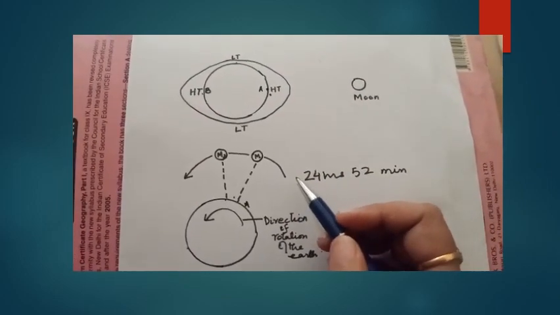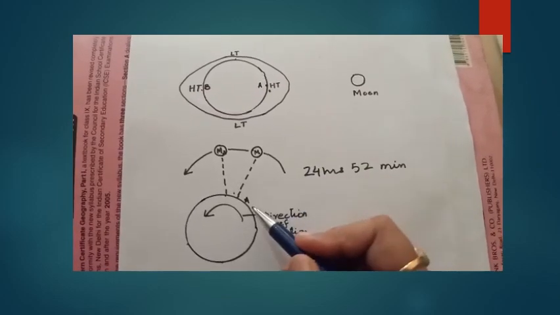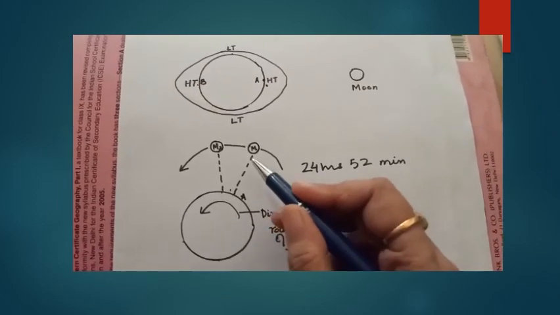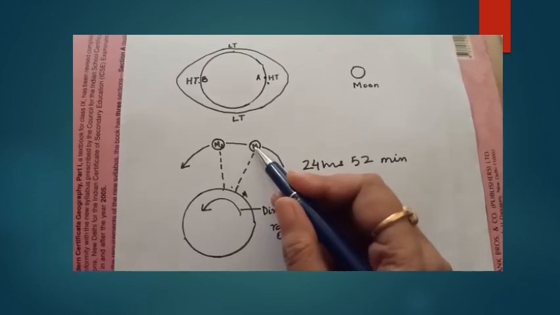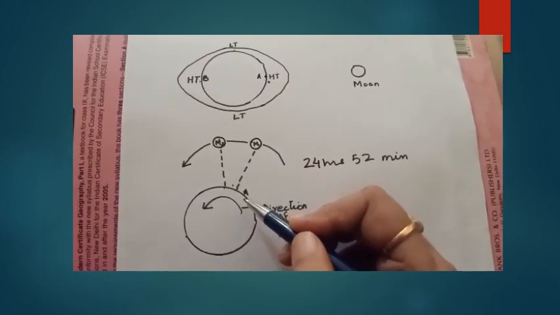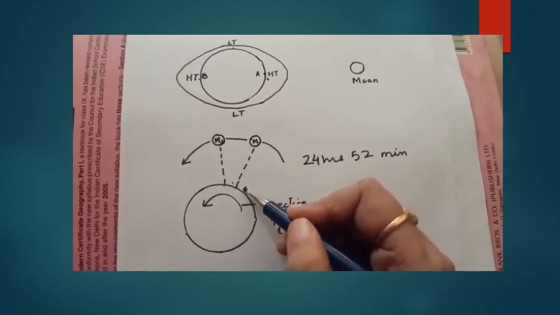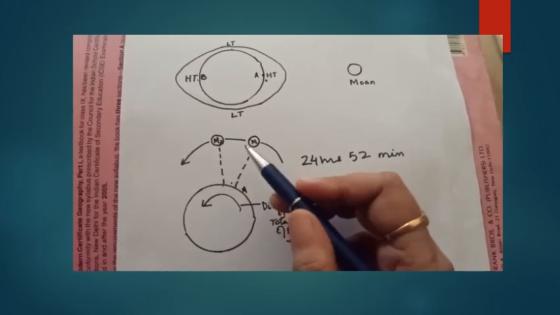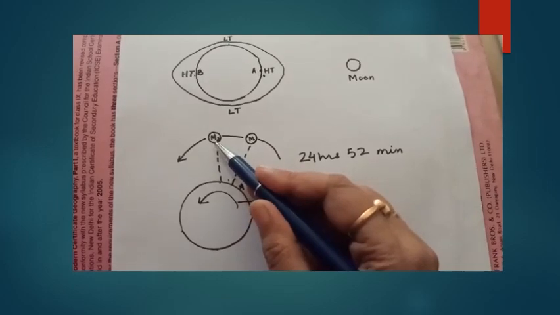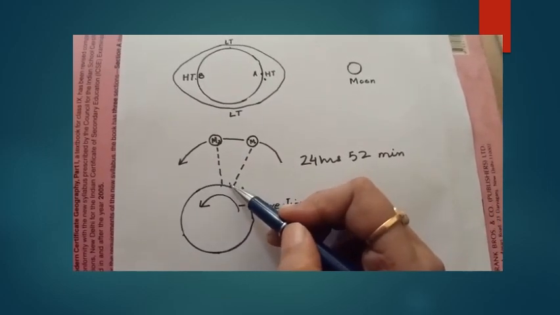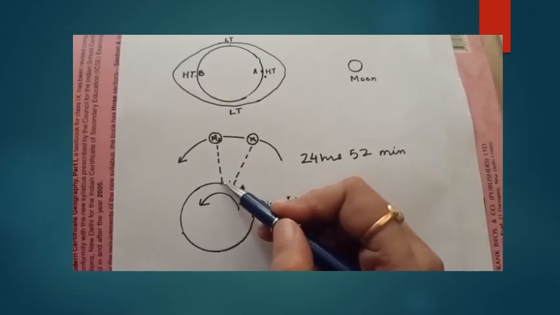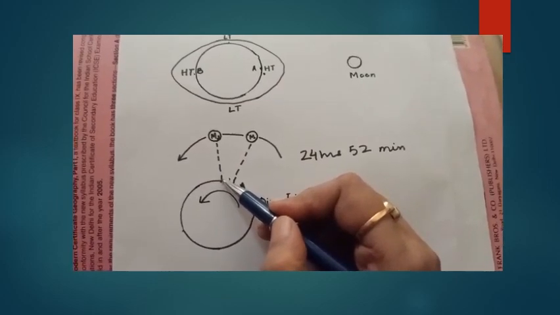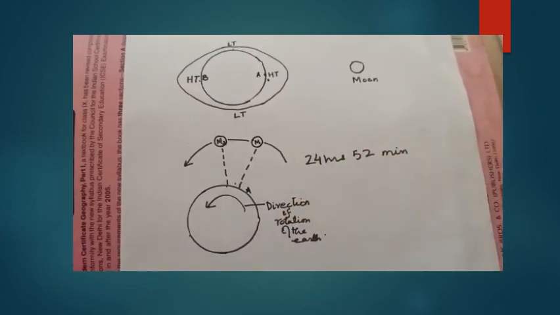So let us say point A, when it was facing the moon, this was the position, the moon was over here. Now after 24 hours, when the earth completes one whole spin and comes to this position again, by that time the moon has shifted its position. So the earth has to take another 52 minutes to cover this distance. I hope you have understood this.